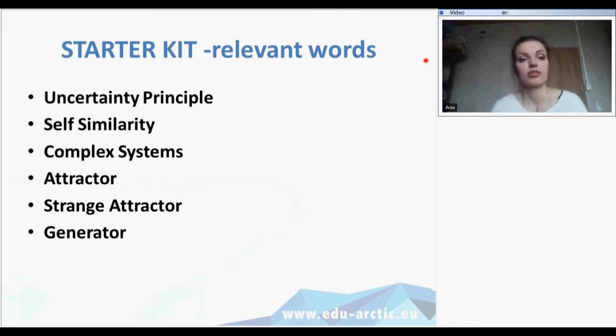As I promised, one thing is understanding the basic concept of it, which I'm trying to do, and the other thing is to explain some relevant words so that you maybe do not become a nerd, but understand what is being spoken of, that some terms are relevant to chaos theory. So the first one is the so-called uncertainty principle.